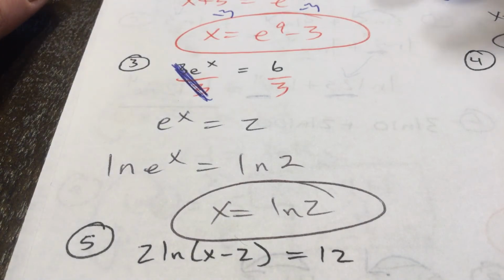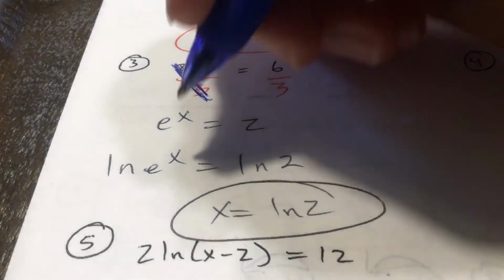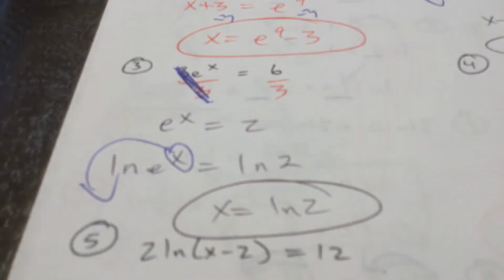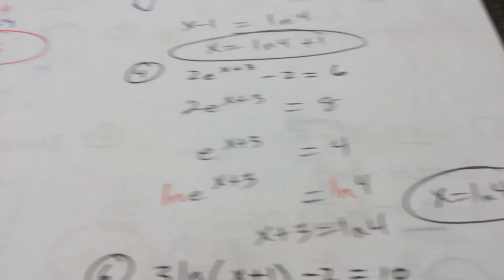All right. 6 divided by 3 is 2. I got e to the x equals 2. I'm going to attach now natural log to both sides. That x comes on down, and I have x equals natural log 2. I gave you the answer for 4 here.